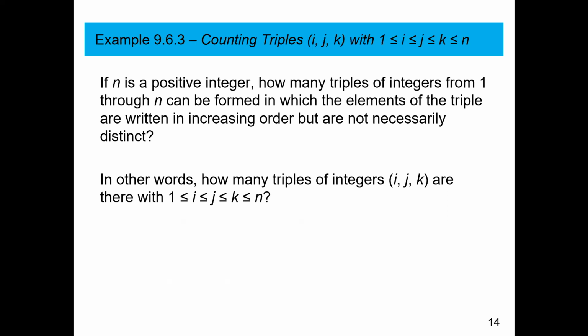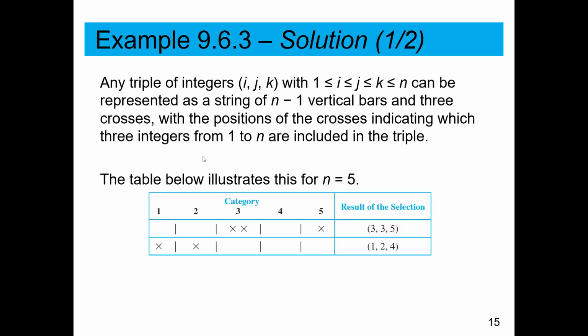The irony is that I just want to pick the exact situation. So we're going to represent this by a string of vertical bars, and the 3 crosses or stars with the positions of the things I want.